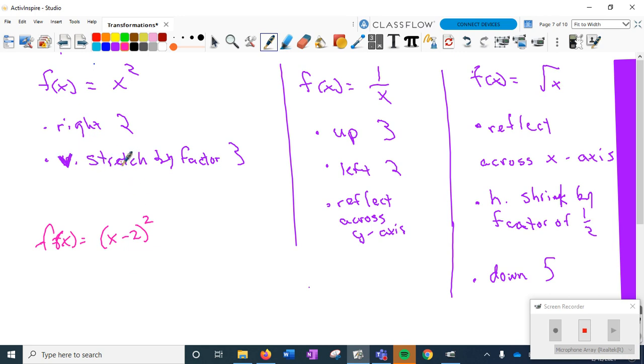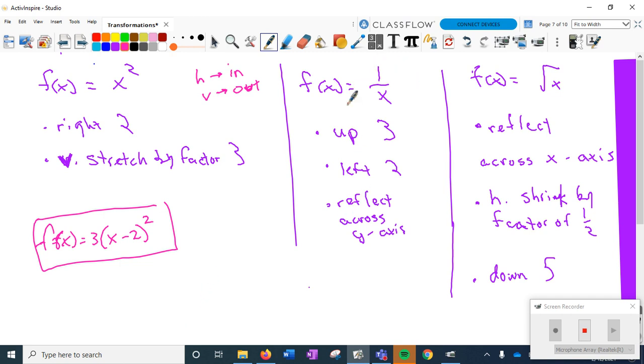Vertical stretch by a factor of 3. Vertical stretch. Where do vertical changes go? Vertical changes go outside. Again, horizontal inside, vertical outside, alphabetically. Horizontal goes inside, vertical goes outside. Okay? Vertical stretch. Put it outside. And if it's outside, it is what it is. Inside changes are opposite of what we think. Outside changes are what it is what it is. Okay? That's what that should look like.